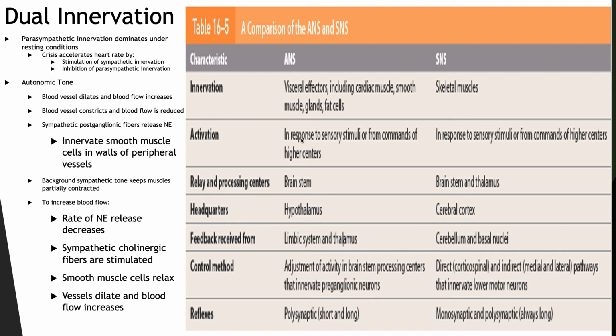Sympathetic postganglionic fibers release NE at the smooth muscle cells in the walls of the peripheral vessels. This background sympathetic tone keeps these muscles partially contracted. So the blood vessels are ordinarily at about half their maximum diameter. When increased blood flow is needed, the rate of NE release decreases and the sympathetic cholinergic fibers are stimulated. As a result, the smooth muscle cells relax, the vessels dilate, and the blood flow increases. By adjusting sympathetic tone and the activity of cholinergic fibers, the sympathetic division can exert precise control of vessel diameter over its entire range.